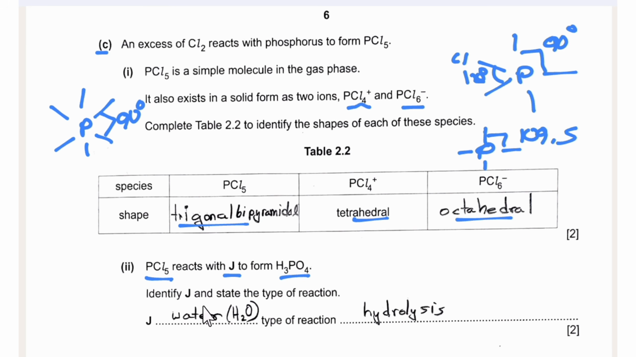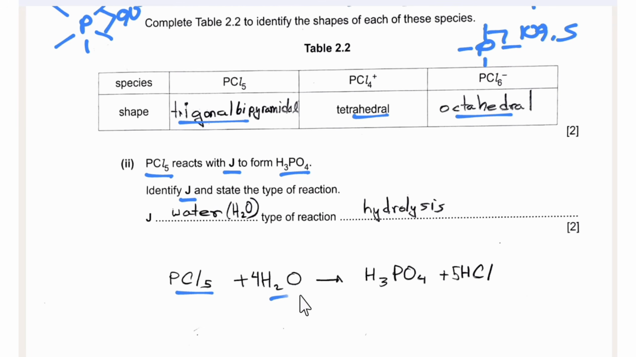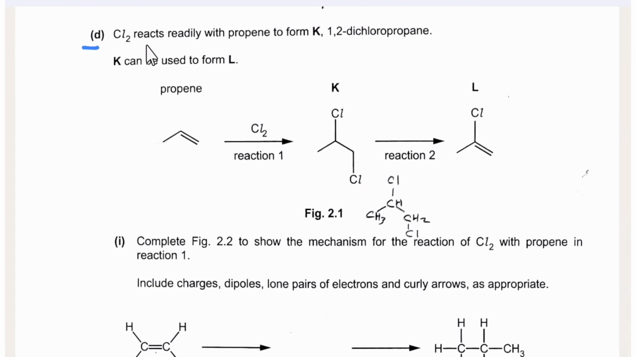Then PCl5 reacts with J to form H3PO4. Identify J. PCl5 reacts with water to form H3PO4 and HCl. So J would be water, and H3PO4 is formed in this reaction.